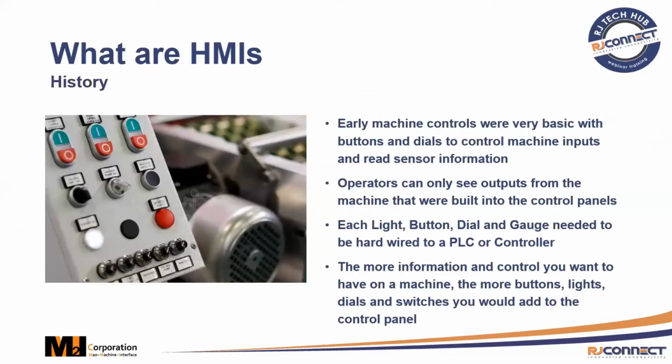Now, early machine controls were very basic, as you would typically only have a limited amount of control of your machine, depending on the amount of inputs and outputs you wire to these specific buttons and dials and so on. The operators can only see outputs or control inputs to their machine with the physical buttons and controls available on these control panels. Now that limits the amount of information that the operator would have.